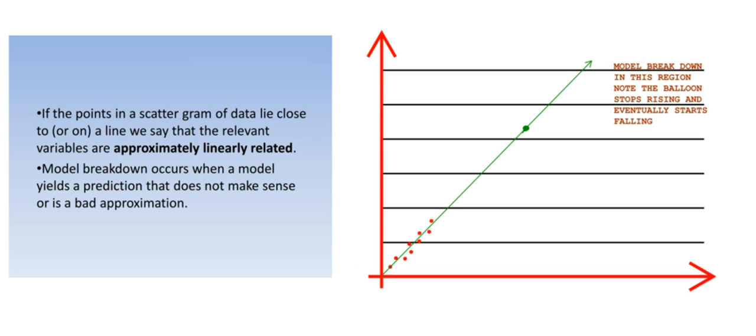So model breakdown. Model breakdown could occur in the further portion of our graphing, or at least in this case our approximation. Notice that in the upper region, the balloons will probably stop rising eventually, right? And then they'll start falling. So that region may not make sense to it anymore, because we can't assume the balloon's going to go up forever. So that region becomes a model breakdown.